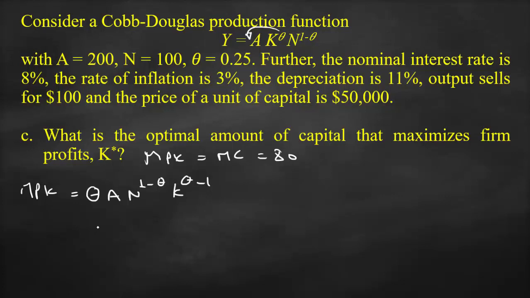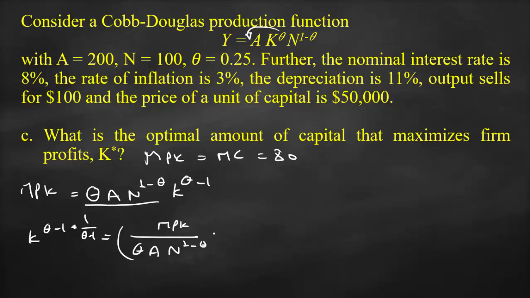So what we need to do is put K on one side and all other variables on the other side. I will divide both sides by this part. So K to the power theta minus 1 is equal to MPK divided by theta multiplied by A multiplied by n to the power 1 minus theta. Here I have K to the power theta minus 1, but I would like to have only K to the power 1, not to the power theta minus 1. So I need to raise both sides to the power of 1 over theta minus 1.